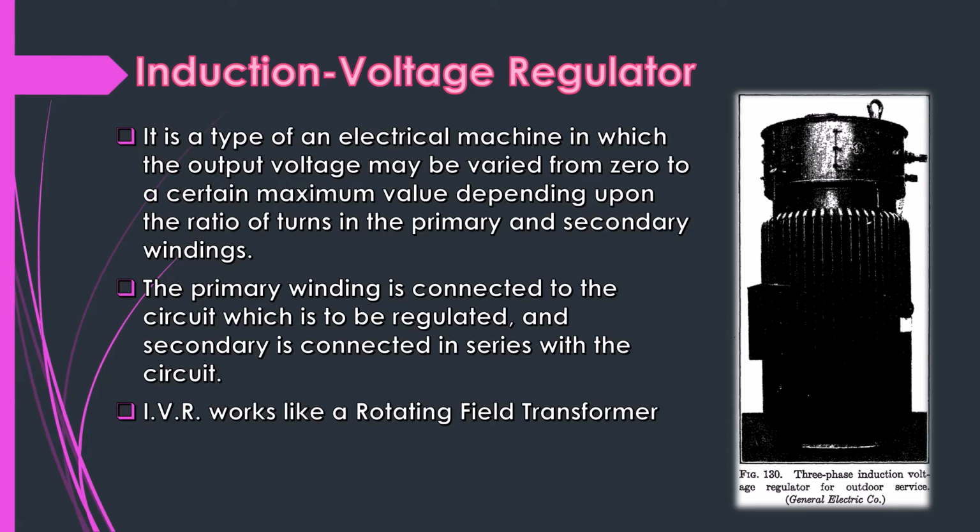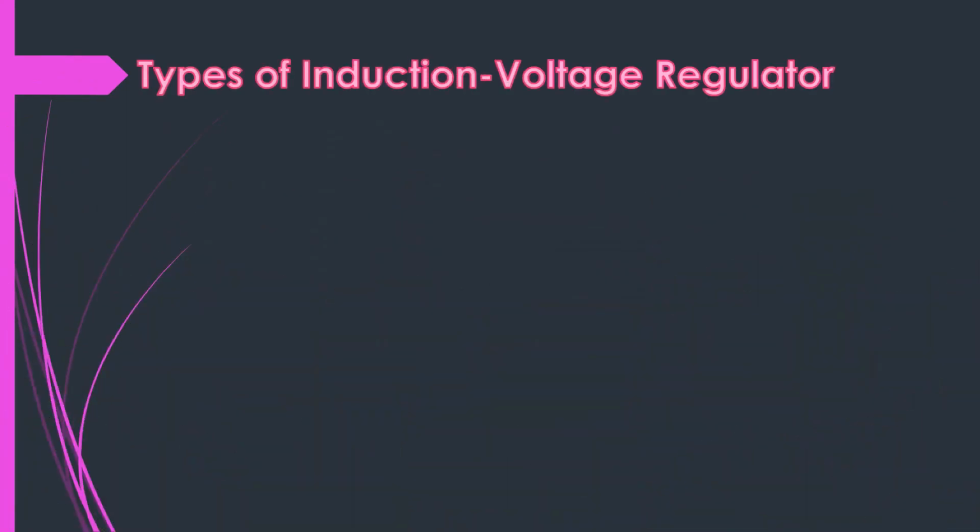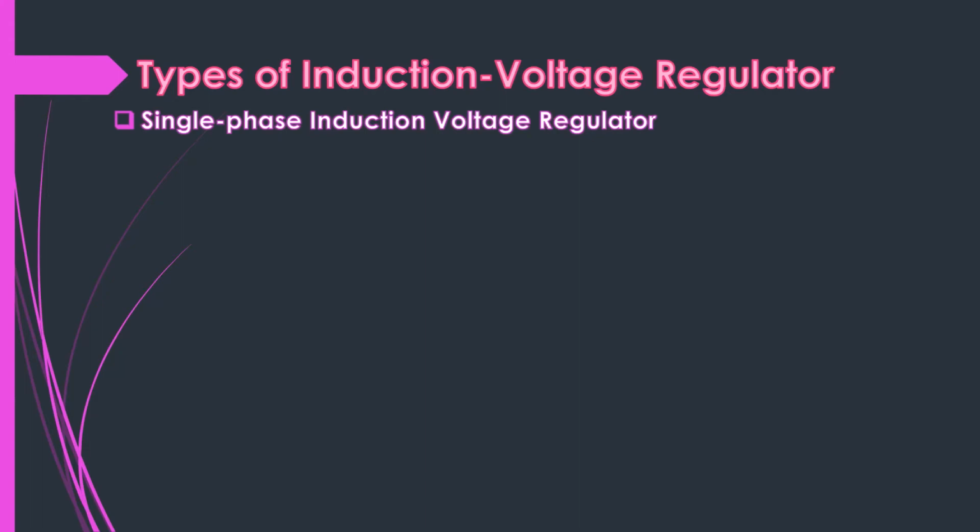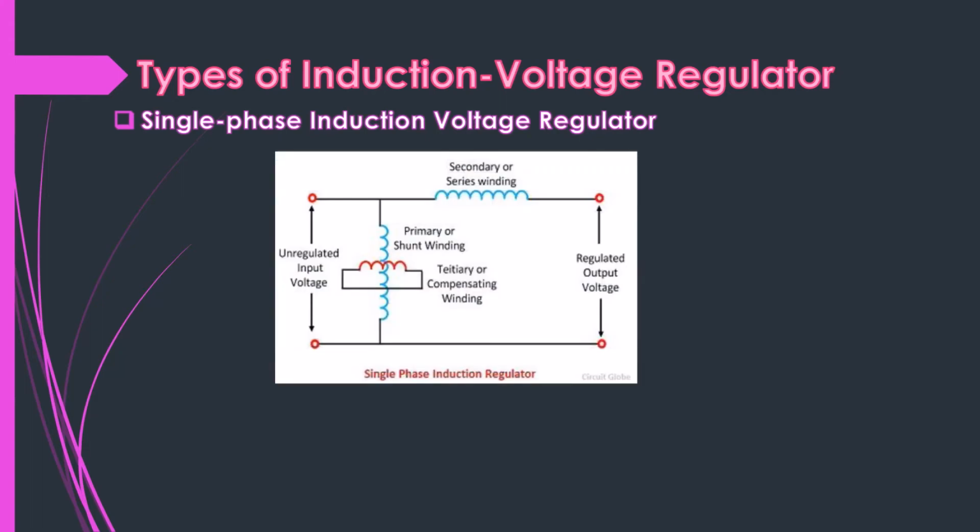Induction voltage regulator works like a rotating field transformer, and its power range is from 30 kVA to 3 MVA. There are two types of induction voltage regulators. First is the single-phase induction voltage regulator. As shown in the schematic diagram, the primary winding is connected across the single-phase supply, and the secondary is connected in series with the outgoing lines.